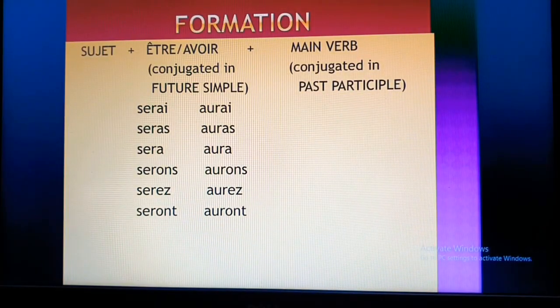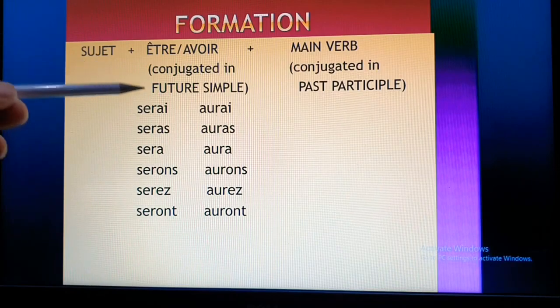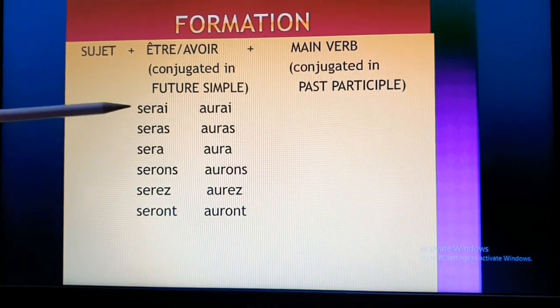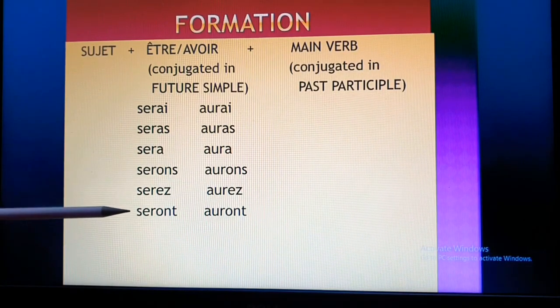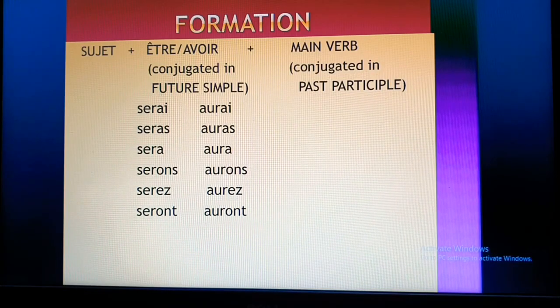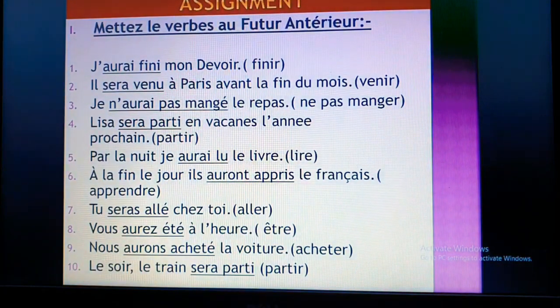Now the formation was subject plus être or avoir conjugated in future simple. This time I have given it the full thing because you guys have asked me, so I made a video. Je serai, tu seras, il elle sera, nous serons, vous serez, ils elles seront. Similarly, aurai, auras, aura, aurons, aurez and auront, plus the main verb conjugated in past participle. That's right. So here are some assignments which we will be discussing, because this thing I have given you a long time back. So let's have the answers of it.